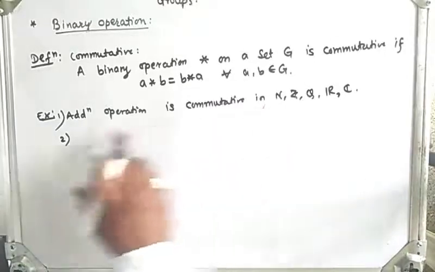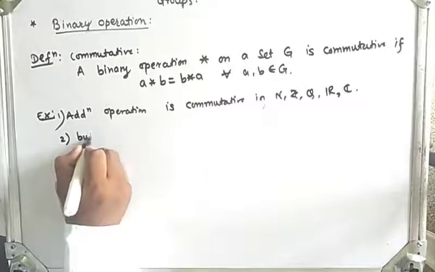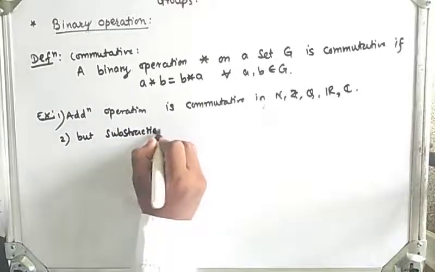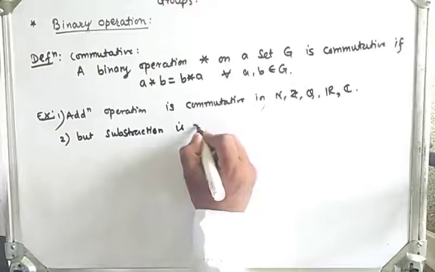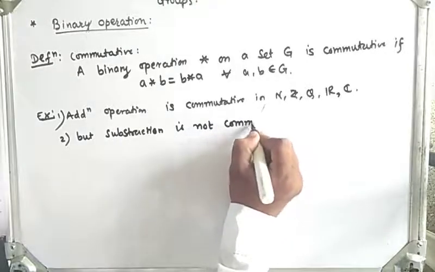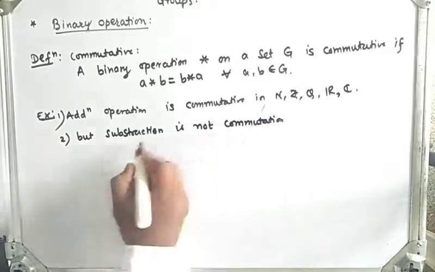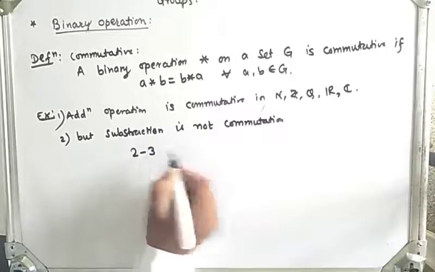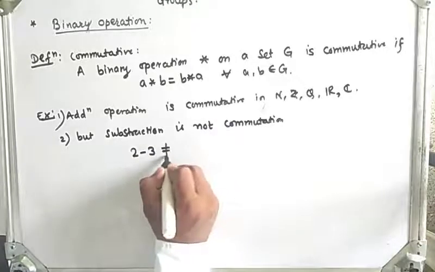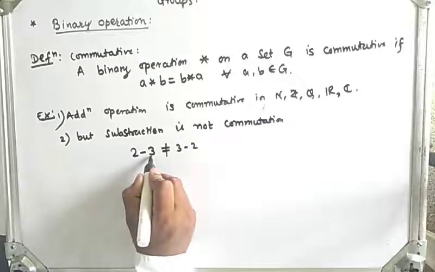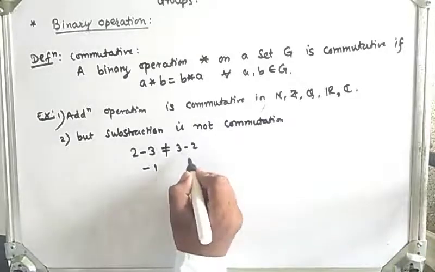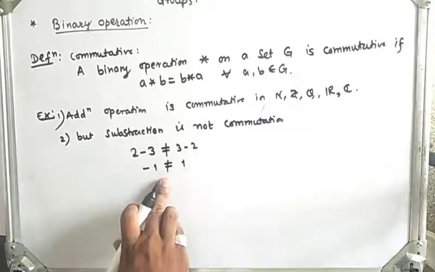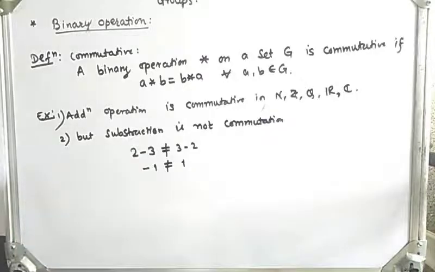But here subtraction is not commutative. For example, if I take 2 minus 3, it is not the same as 3 minus 2, because 2 minus 3 has the value minus 1 and 3 minus 2 has the value 1, so minus 1 and 1 are not the same. They are not equal, which means subtraction is not a commutative operation.